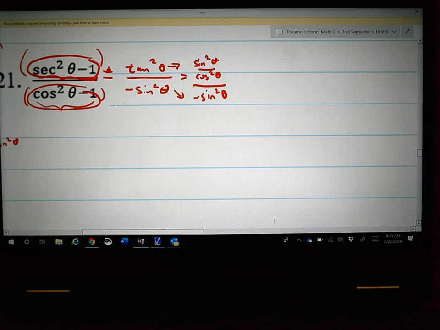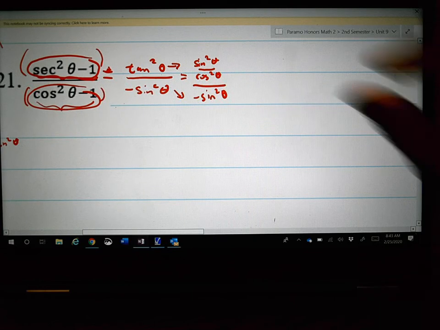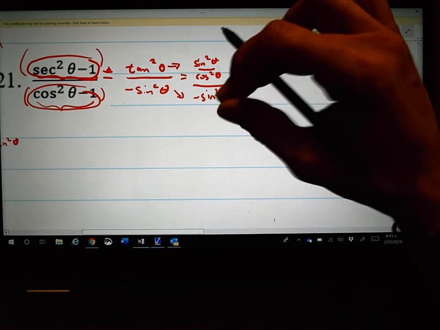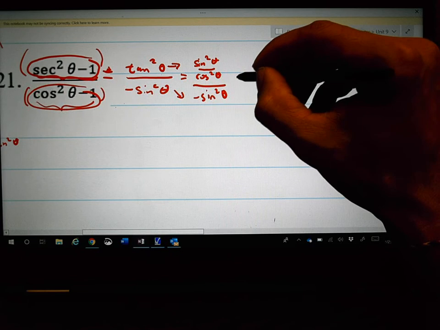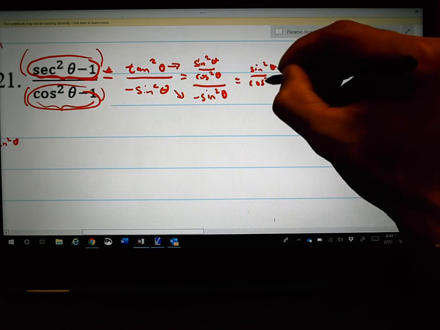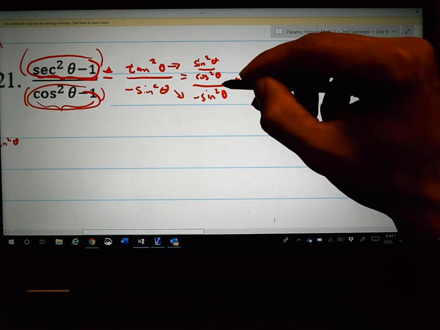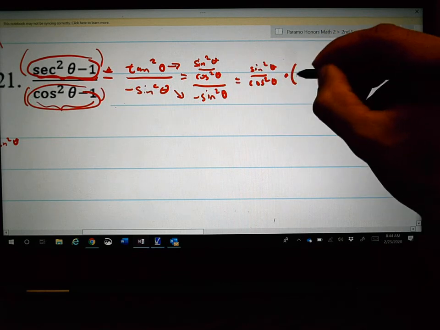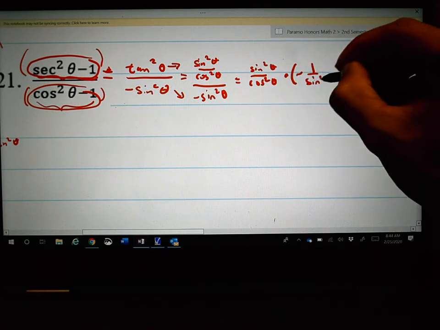Well, this is a complex fraction. Instead of dividing by this, let's multiply by the reciprocal. Let's leave this one alone. But instead of dividing by this, let's multiply by the reciprocal. Let's put it in the denominator.